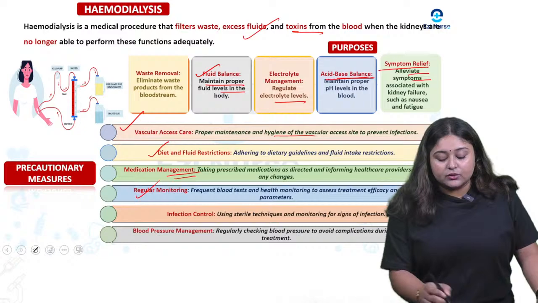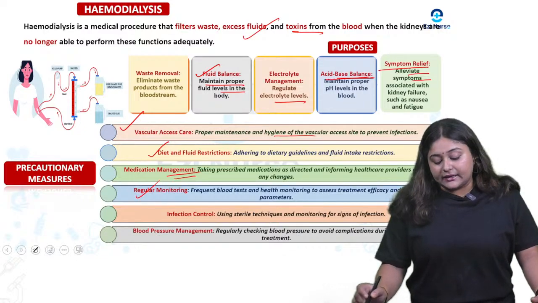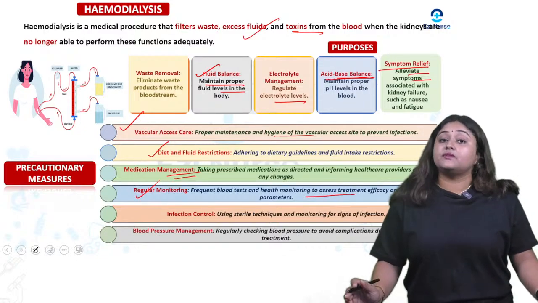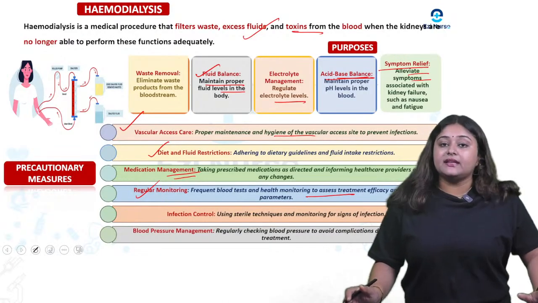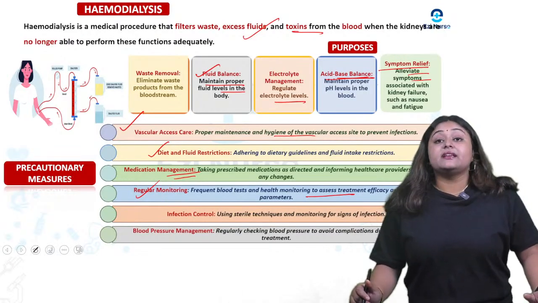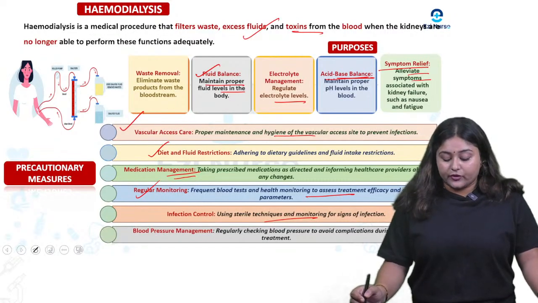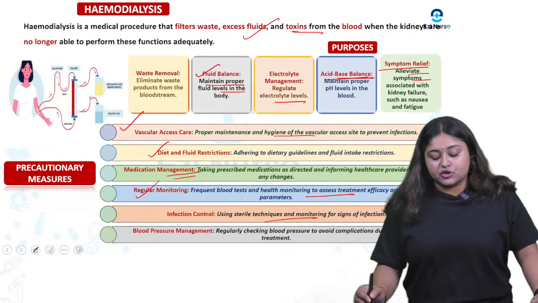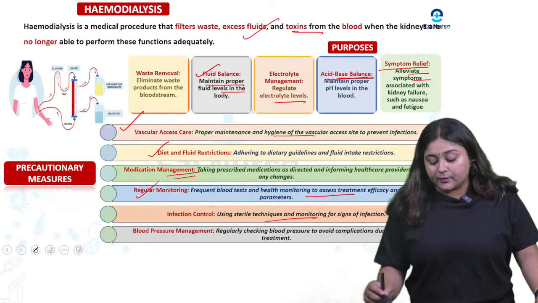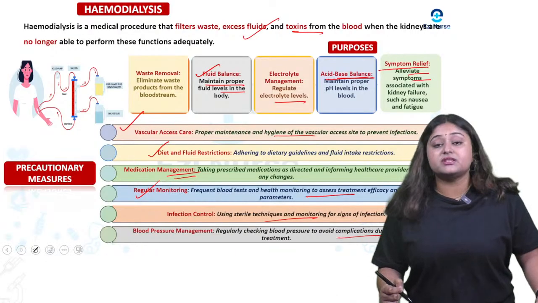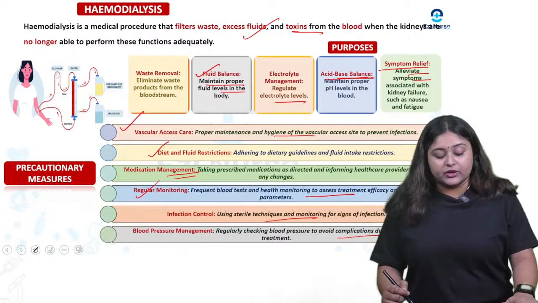Next is regular monitoring, like regular blood tests and health monitoring for assessing the treatment efficiency and then adjusting the parameters. Next is infection control. So use sterile technique and monitor for signs of infection. Blood pressure management. Regularly we have to check the blood pressure to avoid complications during and after treatment.